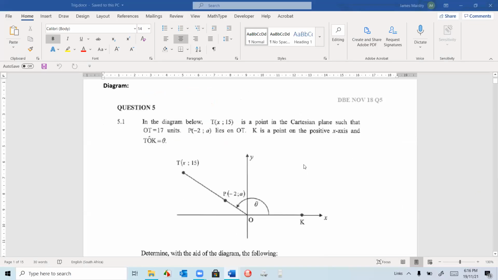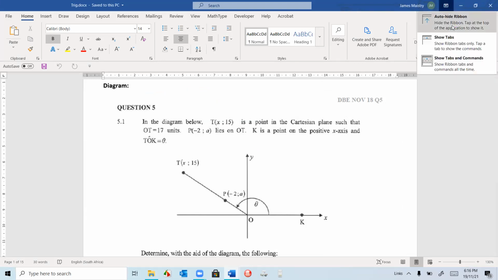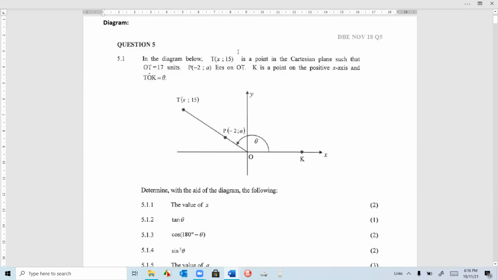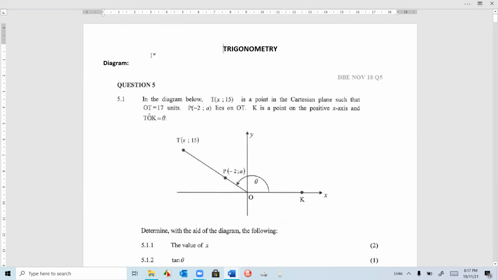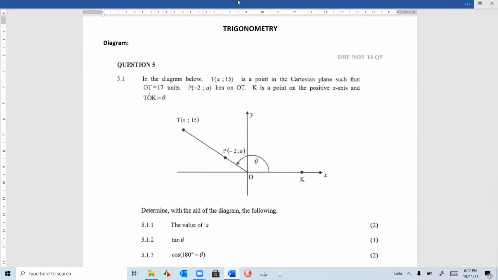Okay, I've changed the document in terms of what I'm sharing. Are you seeing the document that has the CAST diagram on the top? Yes, sir. We're seeing it, sir. I can see it, sir. Okay, so we're going to look at some questions from here, and I'm going to show you how to approach these questions.